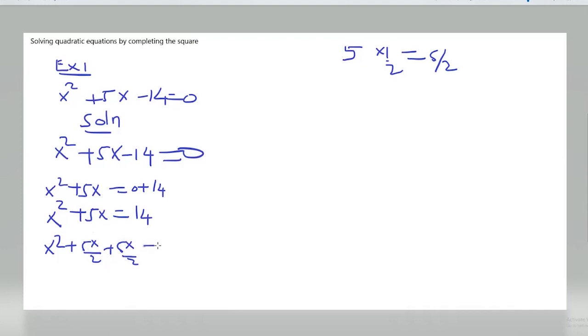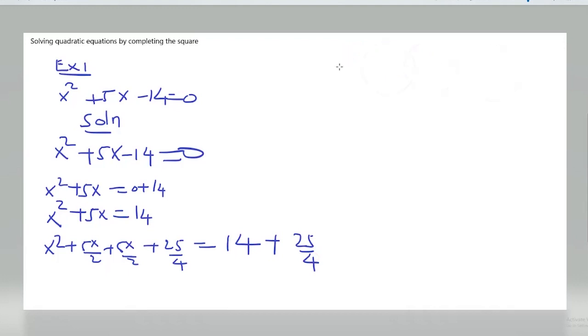Then take 5 times 5, you get 25, over 2 times 2, which is 4. Then on the other side, you add the same value, the product of these values. So you add 25 over 4.